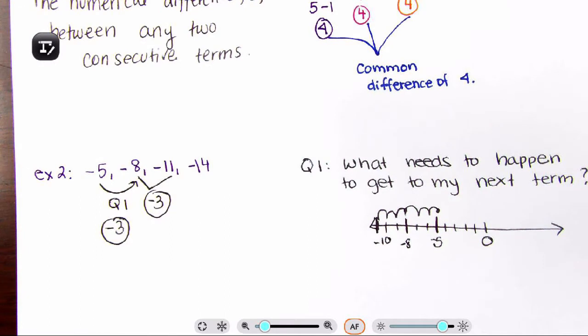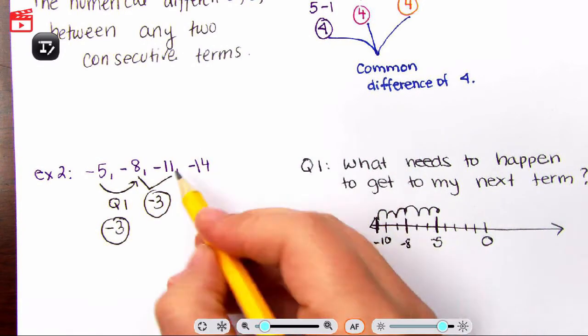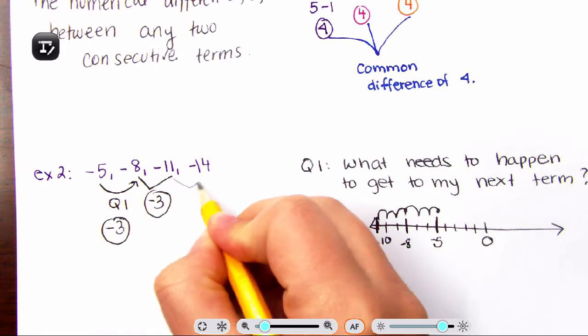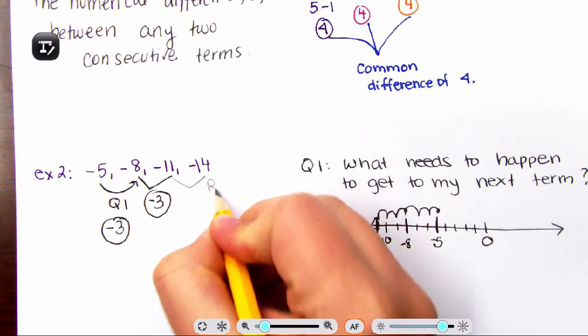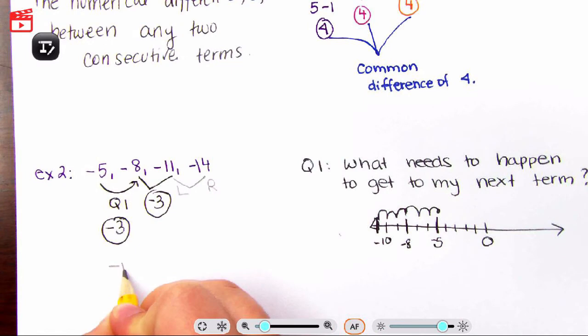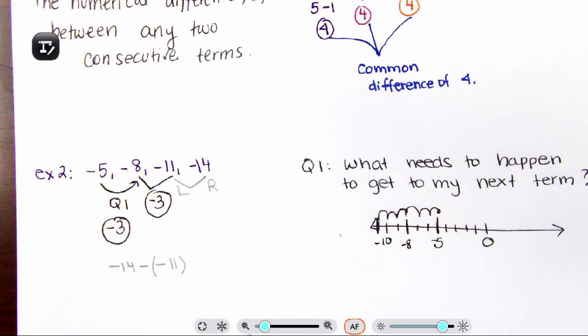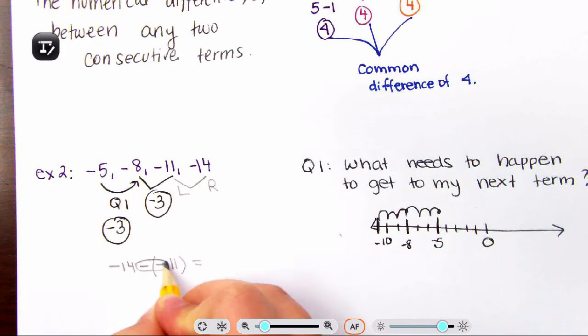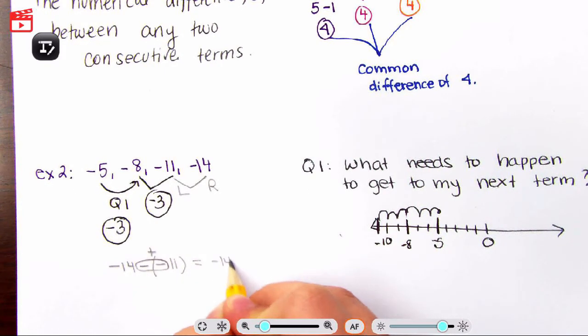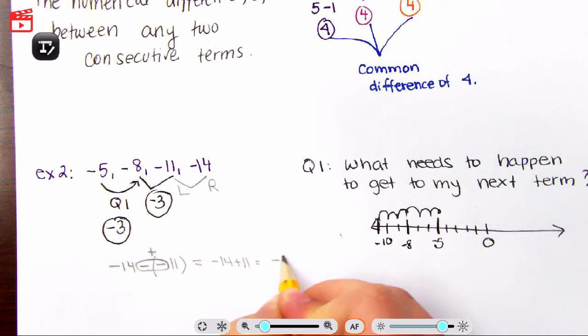Now, one thing I want to mention is that for the common difference, you must have the difference be common. So what I mean by that is all of these minus threes, that's your common difference. If I was to do the last one the way that we did our first example, I would take my right minus my left. So I have negative 14 minus negative 11. Always put that in parentheses. Two negatives make a positive. So I have negative 14 plus 11, and that is negative 3.